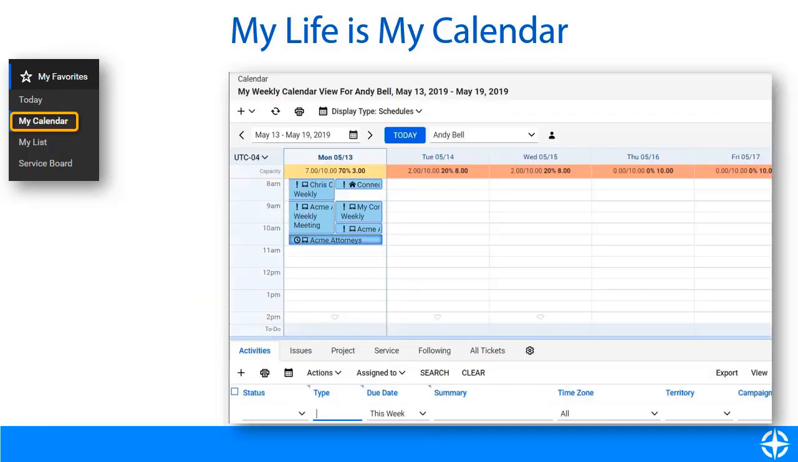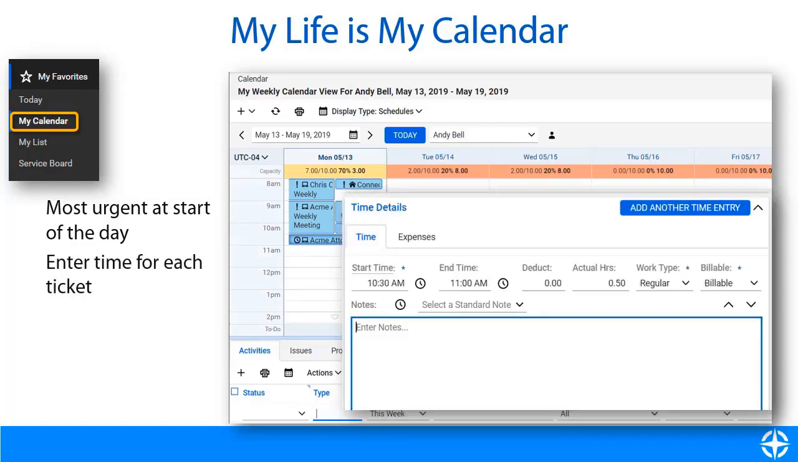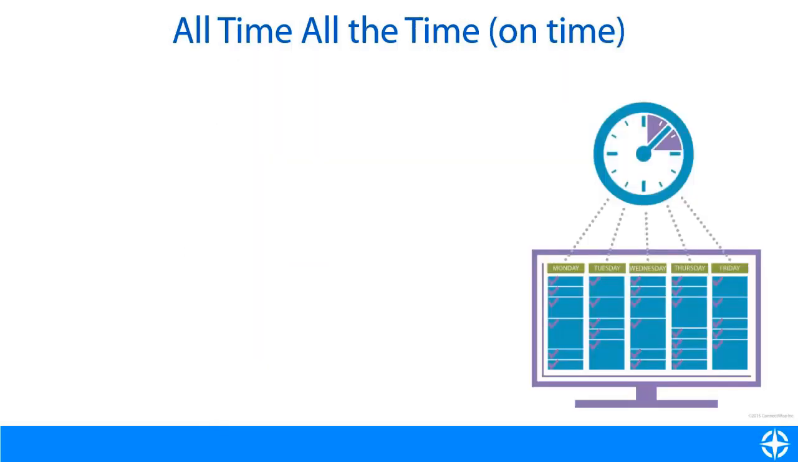It is a good practice to schedule the most urgent and complex tickets in the morning. Then, work from one item to the next in the My Calendar screen. Enter time for each ticket as it is being worked so the notes are still fresh. Which leads us to our final best practice: All time, all the time, on time.